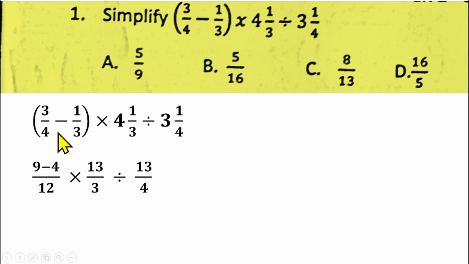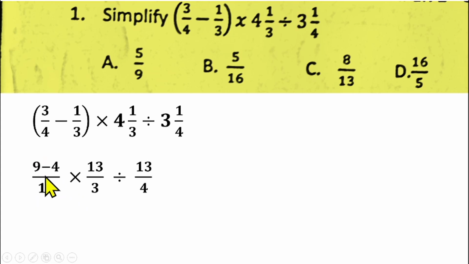So what's the LCM of 4 and 3? That will be 12. Then 4 in 12 is 3. Then 3 times 3 will give us 9. Minus 3 in 12 is 4. 4 times 1 will give us 4. Then multiply by, change this to improper fraction. That will be 3 times 4, that gives us 12, plus 1, that gives us 13 over 3, divided by, also change this to improper fraction. 4 times 3 gives us 12, plus 1 gives us 13 over 4 also.